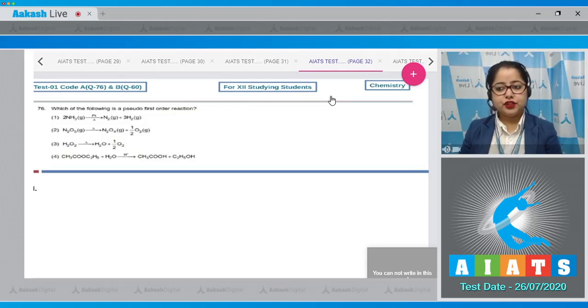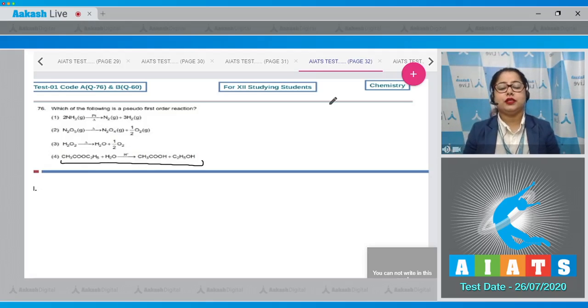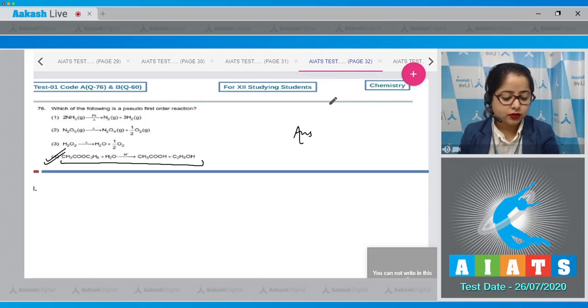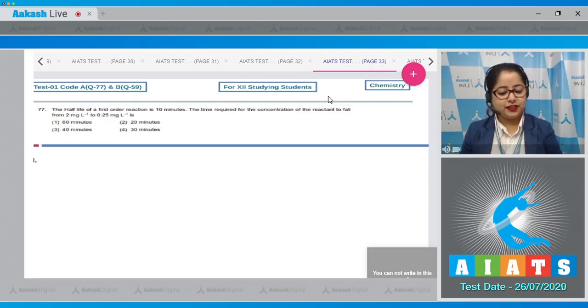Let's read the question, students. Which of the following is a pseudo first order reaction? Students, among the given options, this is very clear that option number 4 is a pseudo first order reaction, as the hydrolysis of ester in acidic medium is an example of pseudo first order reaction. That means the correct answer for this question is option 4. Moving to next question, students, which is question number 77.